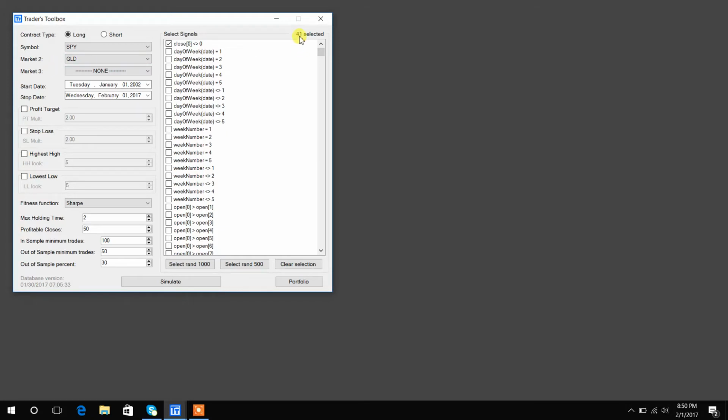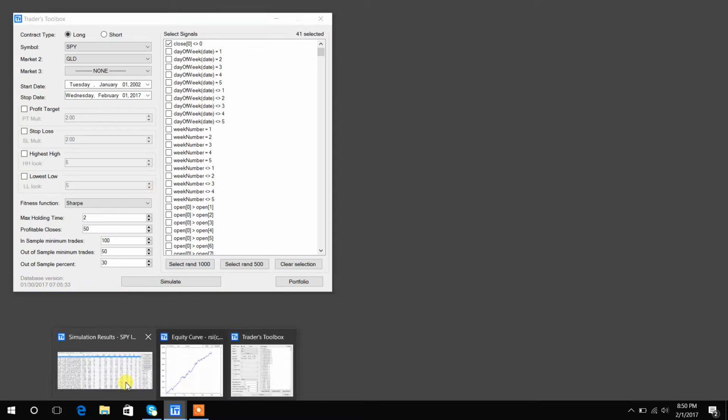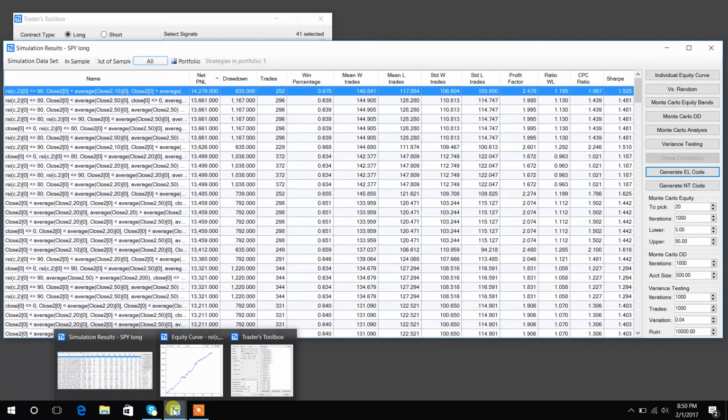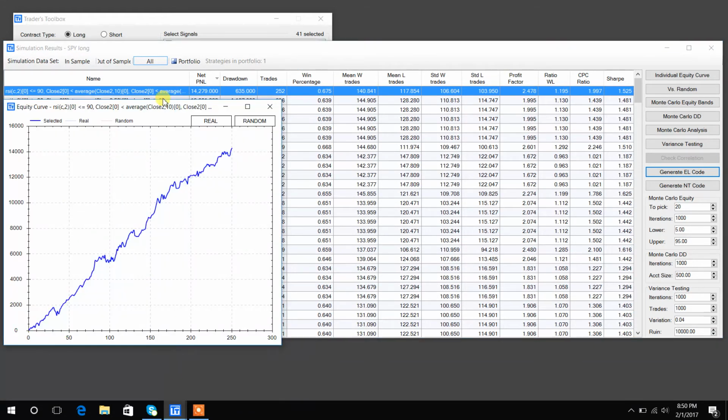So I've gone ahead and selected 40 signals out of the over 3,500 now available. About half of those are two-period RSIs on SPY, and about half of them are moving average signals on GLD, gold. I'm going to save you guys the 10-15 seconds it takes to run the 40 signals and just show you the results. As you can see, this is the output window, and if you haven't seen it, please watch the other videos. This is what the top strategy looks like. Not bad for only picking 40 pretty simple signals.